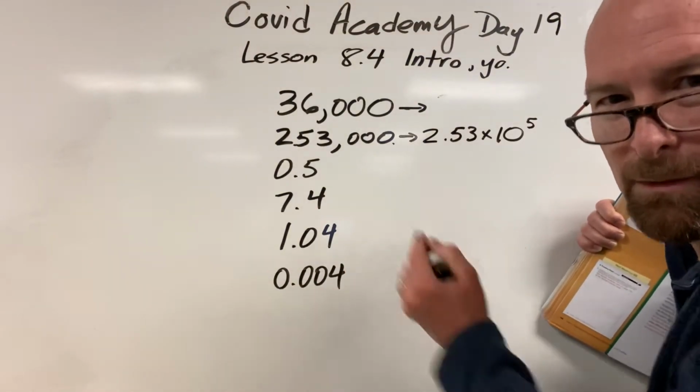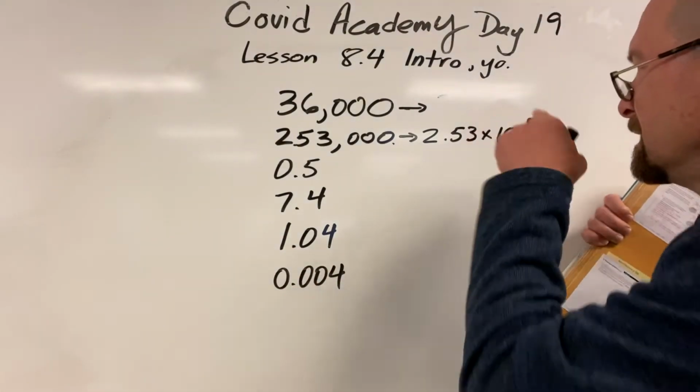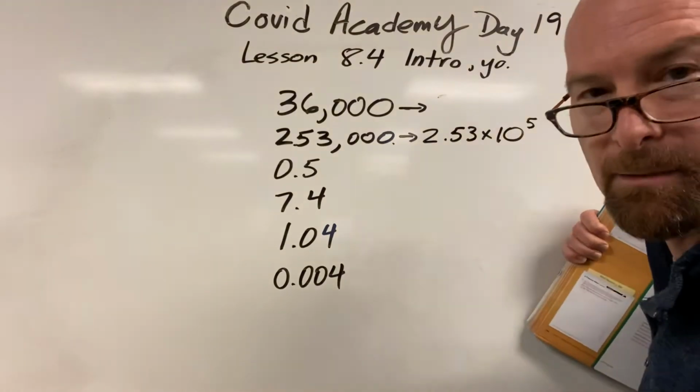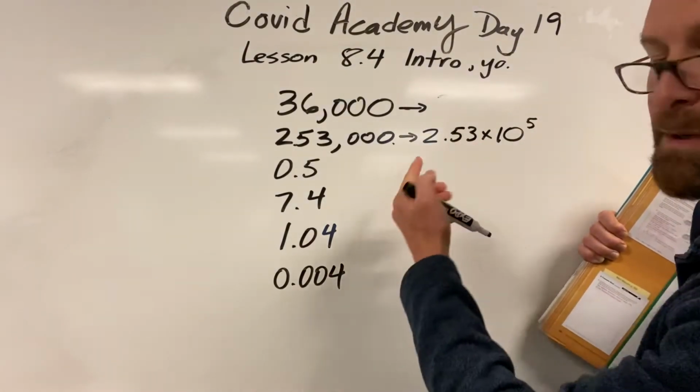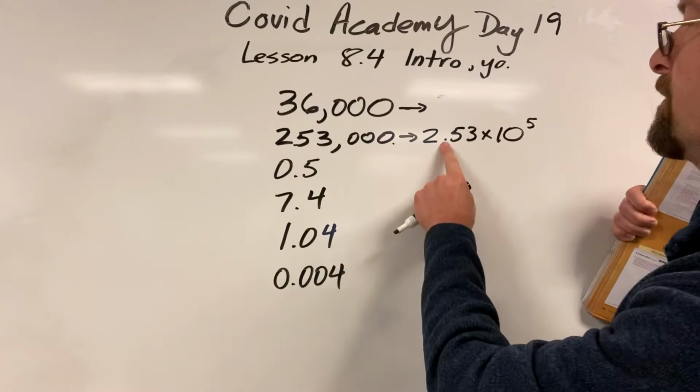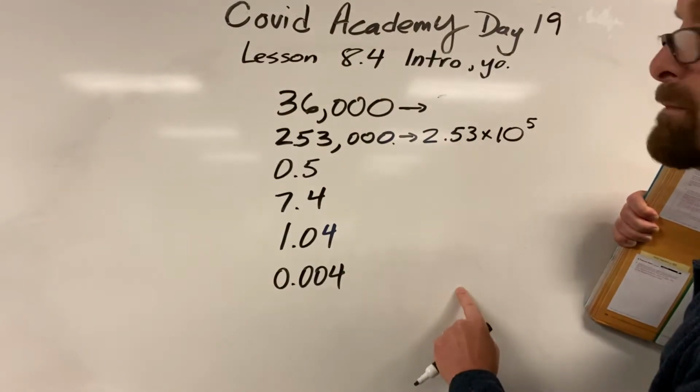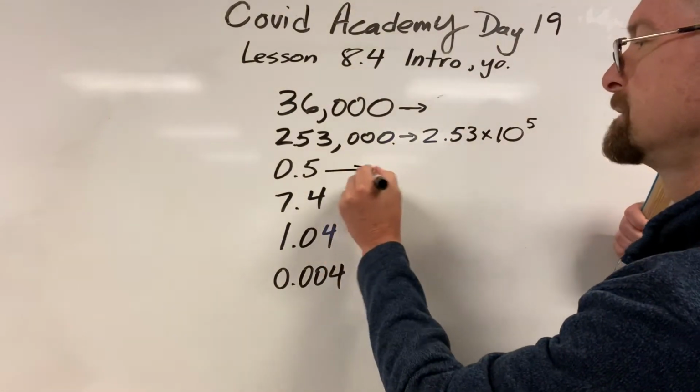Did you move the decimal? How many spaces? That's got to be the exponent. That's the main thing. And, depending on if you multiplied or divided, that's going to be a bigger or smaller number. Okay, let's do this one.